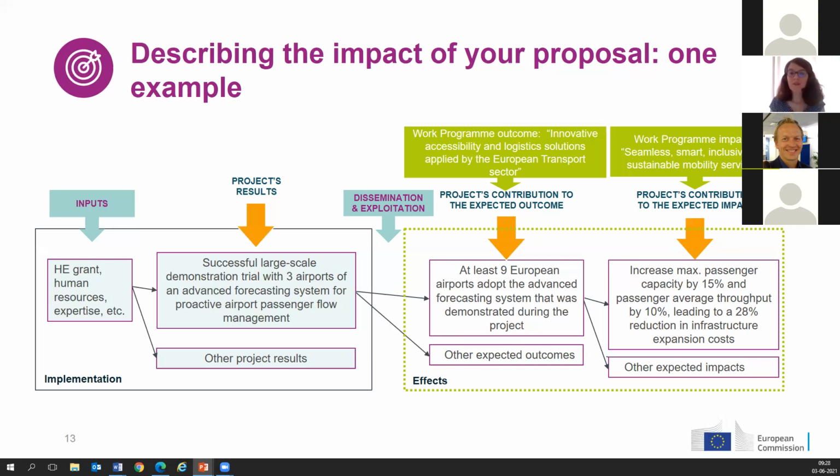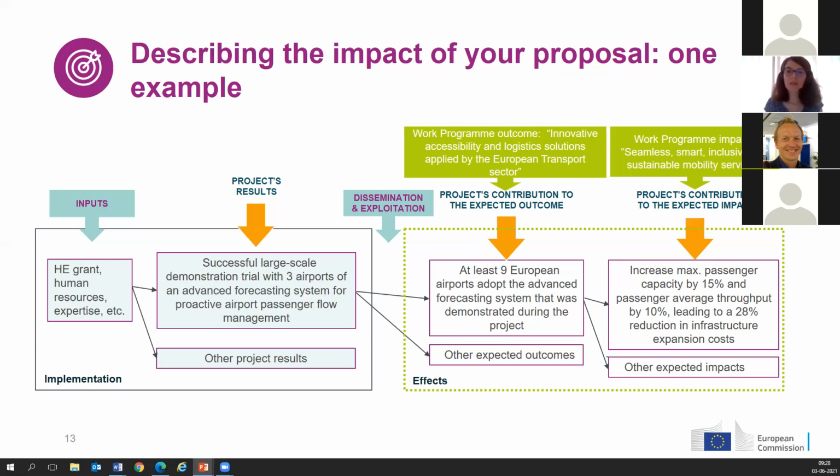And we can say that from this specific result, the demonstration trial with 3 airports, we expect that at least 9 European airports will adopt the forecasting system that we have been demonstrating during the course of our project. So as you can see, this is something more towards the medium term. It could happen at the end of our project or immediately after. And to reach this, we will, of course, have some dissemination and exploitation measures.